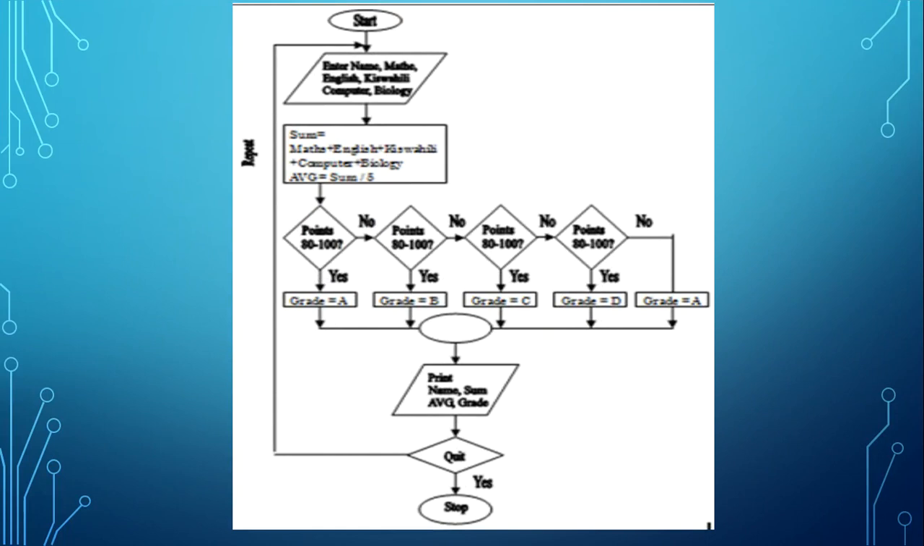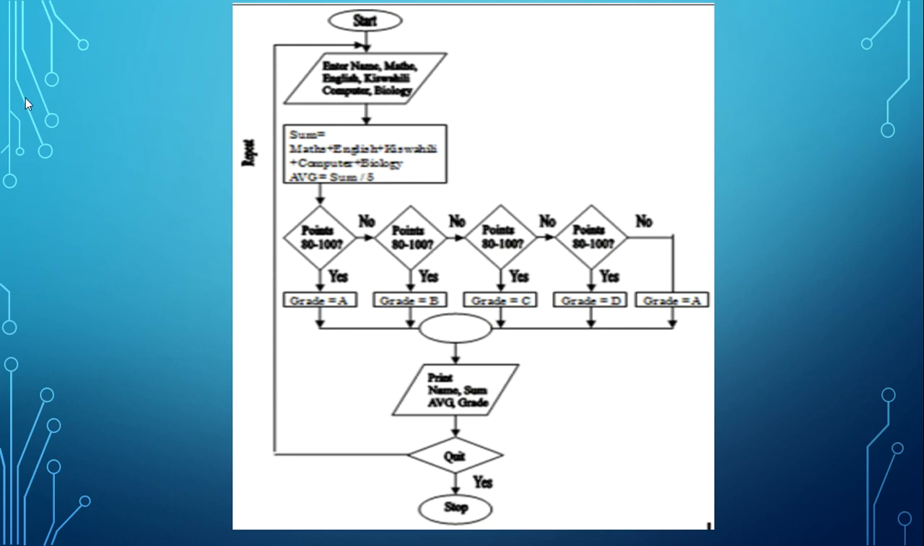Then from there you now draw the flowchart: enter the name, maths, English, Swahili, computer, biology. Once you are clear and correct on the pseudocode, you automatically score in the flowchart. So sum equals maths plus English plus Swahili plus computer plus biology. Average is sum divided by 5. Then you start at the points between 80 and 100. Yes, you print, you process grade A. If no, then the system checks for the rest.